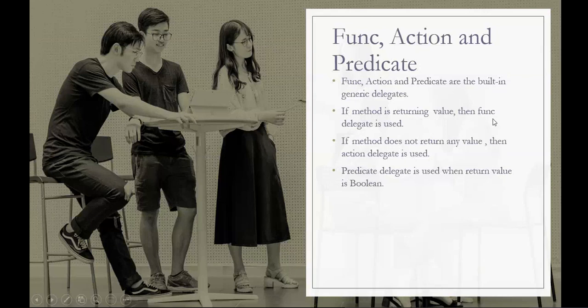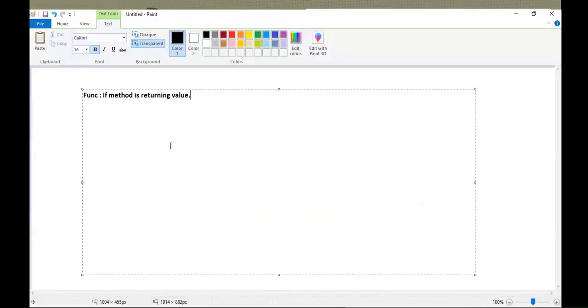So what we saw in case of func, if a method is returning a value, then you will use func delegate. There are no restrictions on arguments. So either you may send 0 arguments or you may send up to 16 arguments. In action, what we saw? In action, the method does not return any value. First requirement, and at least one argument you need to send.